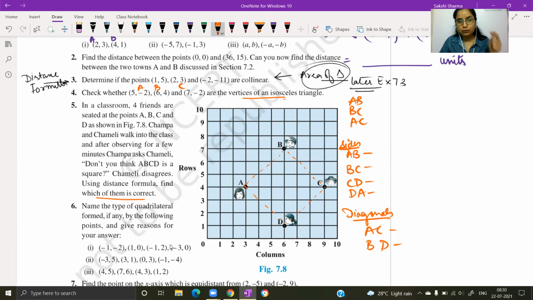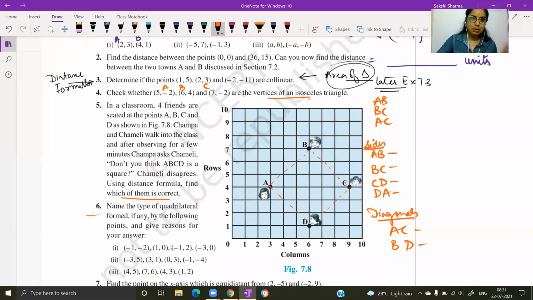The 4th, 5th, 6th questions are all of the same type. We will just be looking at the length of the sides of the polygon and giving our answer. Even in the 6th question, you have to name the type of quadrilateral formed, if any, by the following points and give reasons for your answer. So same thing as question number 5. You will find out the length of the sides, length of the diagonals, and then give your answer. So start doing it on your own, and then you can just look at the answers, compare with me.